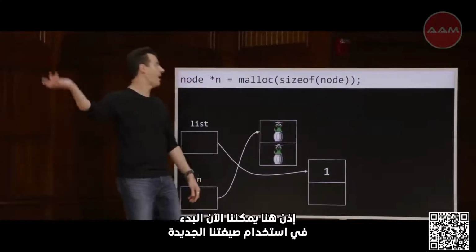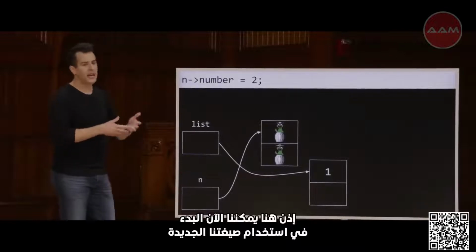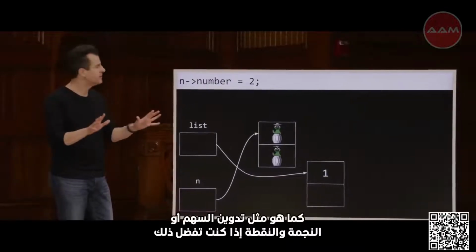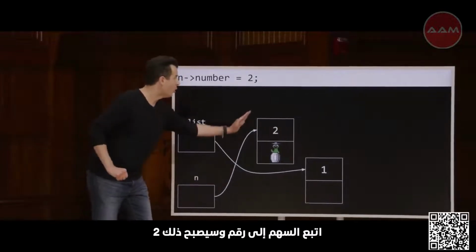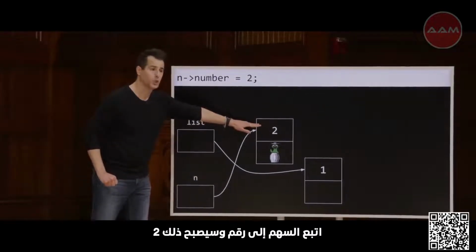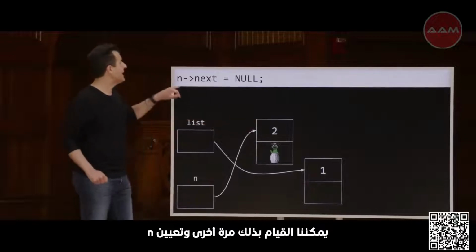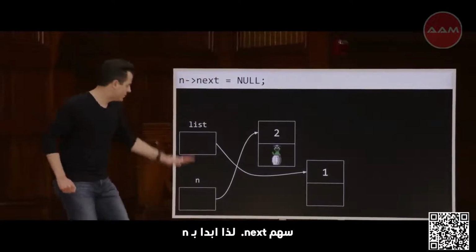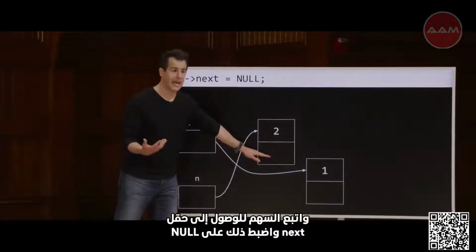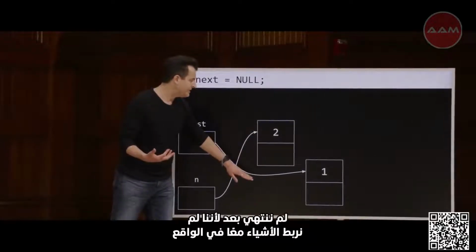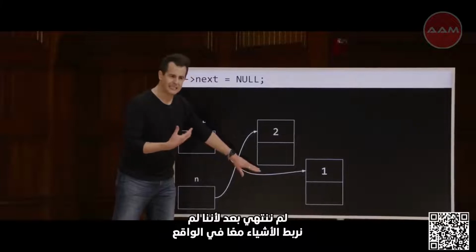Now the values themselves, number and next, are invalid, garbage values. So here is where we can now start using our new syntax, like the arrow notation, or the star and the dot if you prefer. And we can change the value of n, follow the arrow, to number, and that becomes 2. Similarly, we can do this again and set n arrow next. So start at n, follow the arrow, access the next field, and set that equal to null.